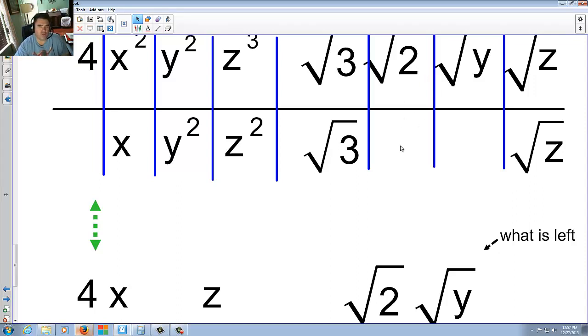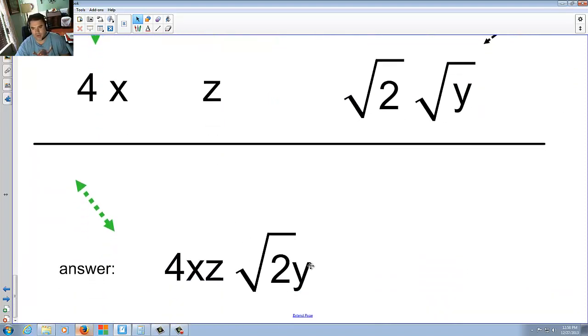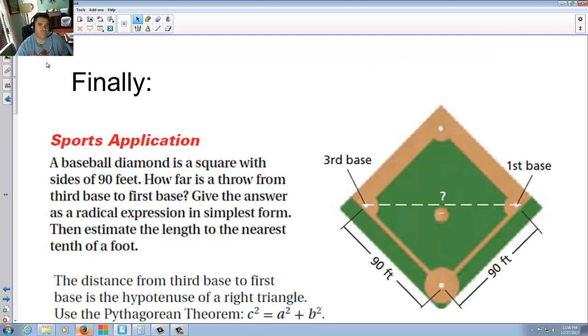Root of 2, no challenger, root of 2 wins. Root of y, no challengers, root of y wins. Root of z over root of z cancel, they're gone. This is what's left, and they're all on the top row, which is the numerator. So 4xz times the root of 2y, or 4xz root of 2y. We'll do more of those in class, don't worry.